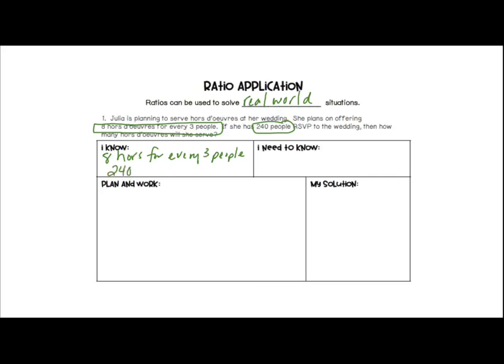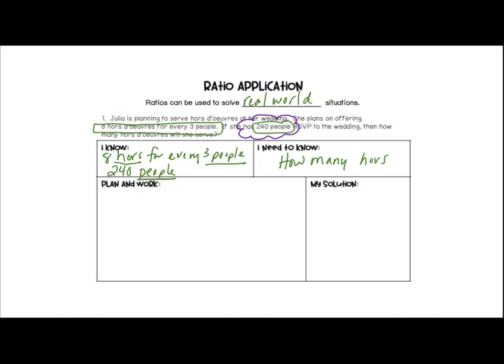Well, we know that she's going to have 240 people there. We need to know how many hors d'oeuvres she has to have in order to make sure that everyone eats. So this is definitely real world. I want you to think about this situation. She's going to have 240 people, and that's the total number of people that are going to be at her event. We've got 8 hors d'oeuvres for every 3 people, and there's going to be 240 people.